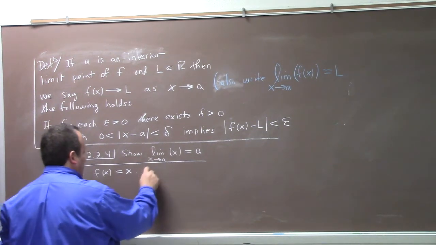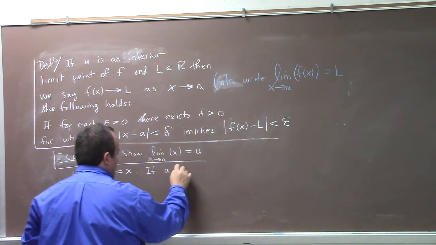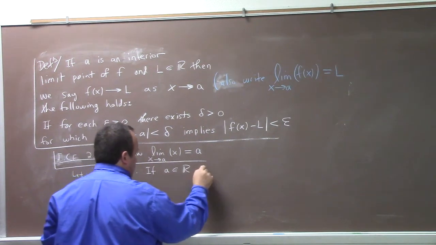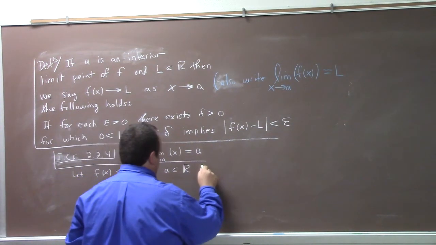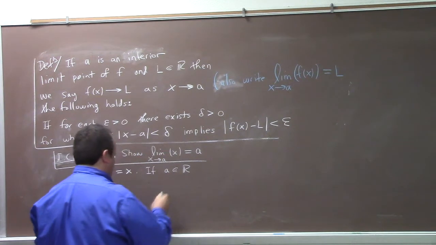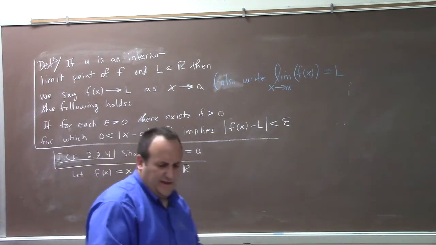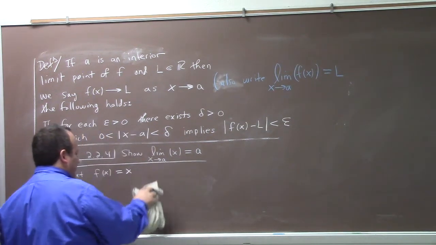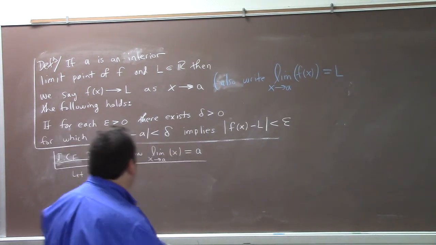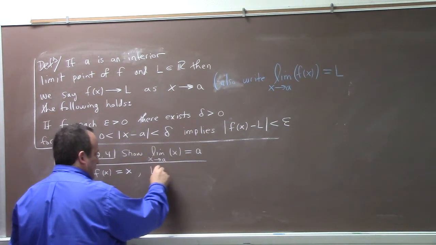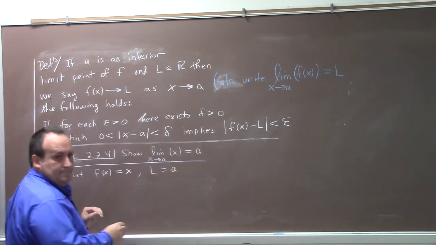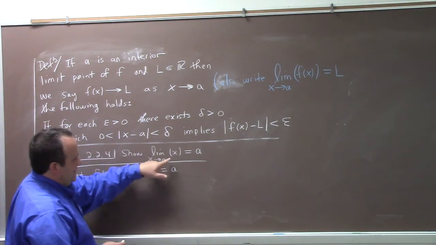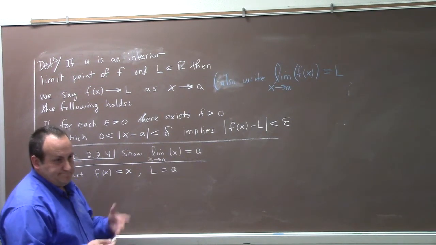So if a is a real number, then it's a limit point for f. Let me just get to it. I'm sorry, I'm writing too much. So we're thinking f of x is equal to x. We're thinking a is like an arbitrary point. Here L is equal to a, right? We're claiming that the limit as x goes to a of x is equal to a.